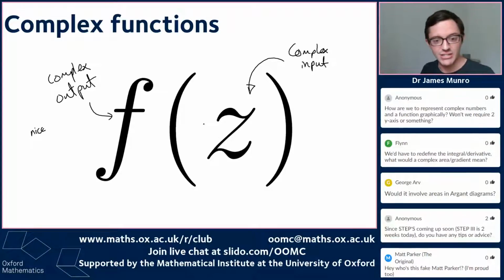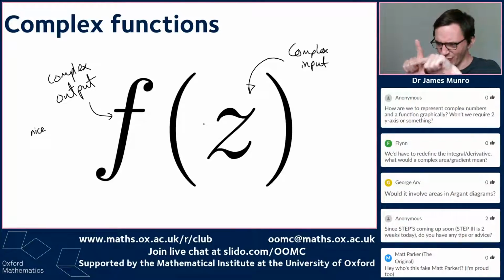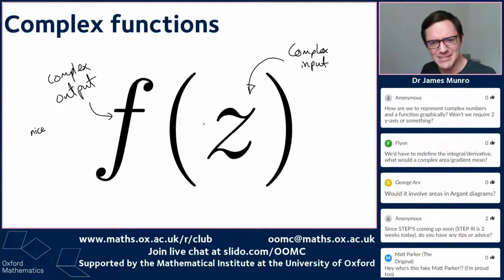There's a challenge to do things graphically, says an anonymous person below. It's really good. Because our input is now two-dimensional and our output is two-dimensional as well, it's starting to feel like I want a 4D graph with inputs and outputs. In practice, nobody really does that. Nobody tries to draw 4D graphs. Are we going to do areas in Argand diagrams? Yes, we're going to go to an Argand diagram, I think.